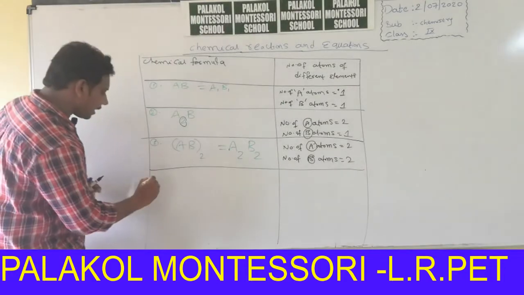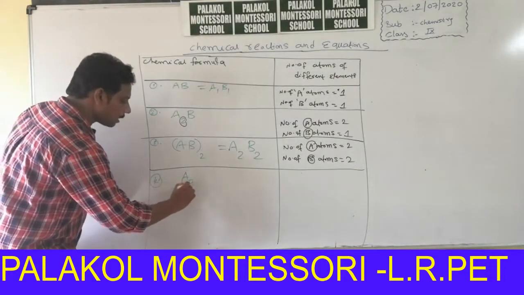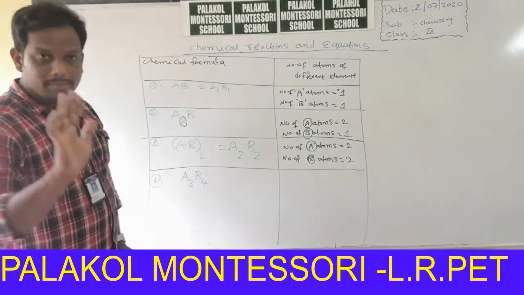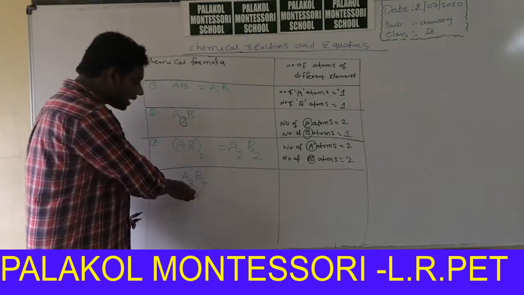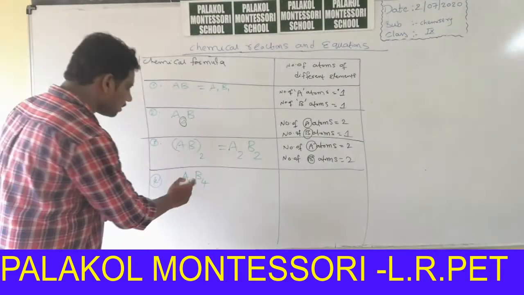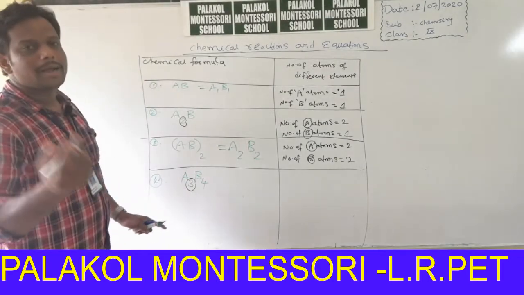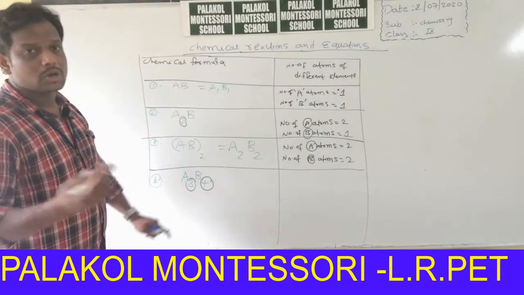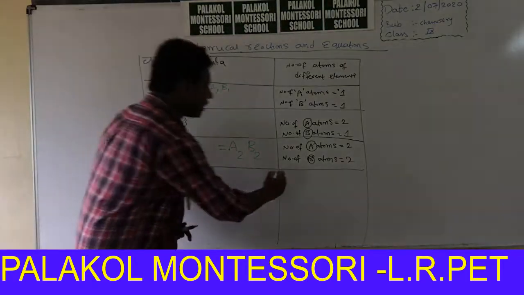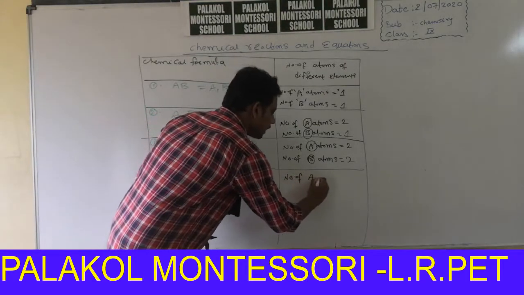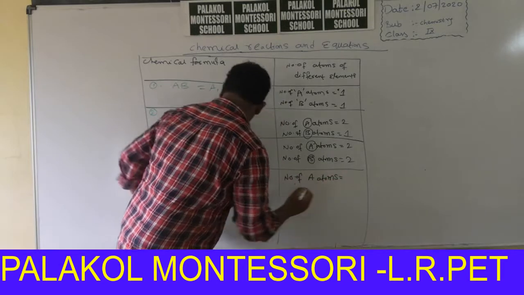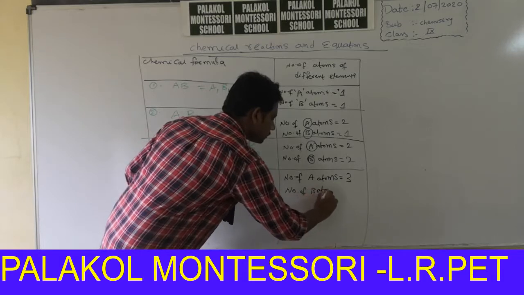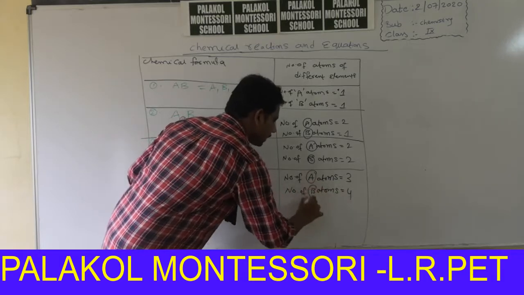Now, last and final one, A3B4. Say for example, a molecule has the chemical formula A3B4. How many A atoms are there in A3B4? Just observe this 3, A3, which means the number of A atoms is 3. B4 means 4 is the subscript of B. So, number of B atoms is 4. So, number of A atoms equals 3. Number of B atoms equals 4. This is about A atoms and B atoms.